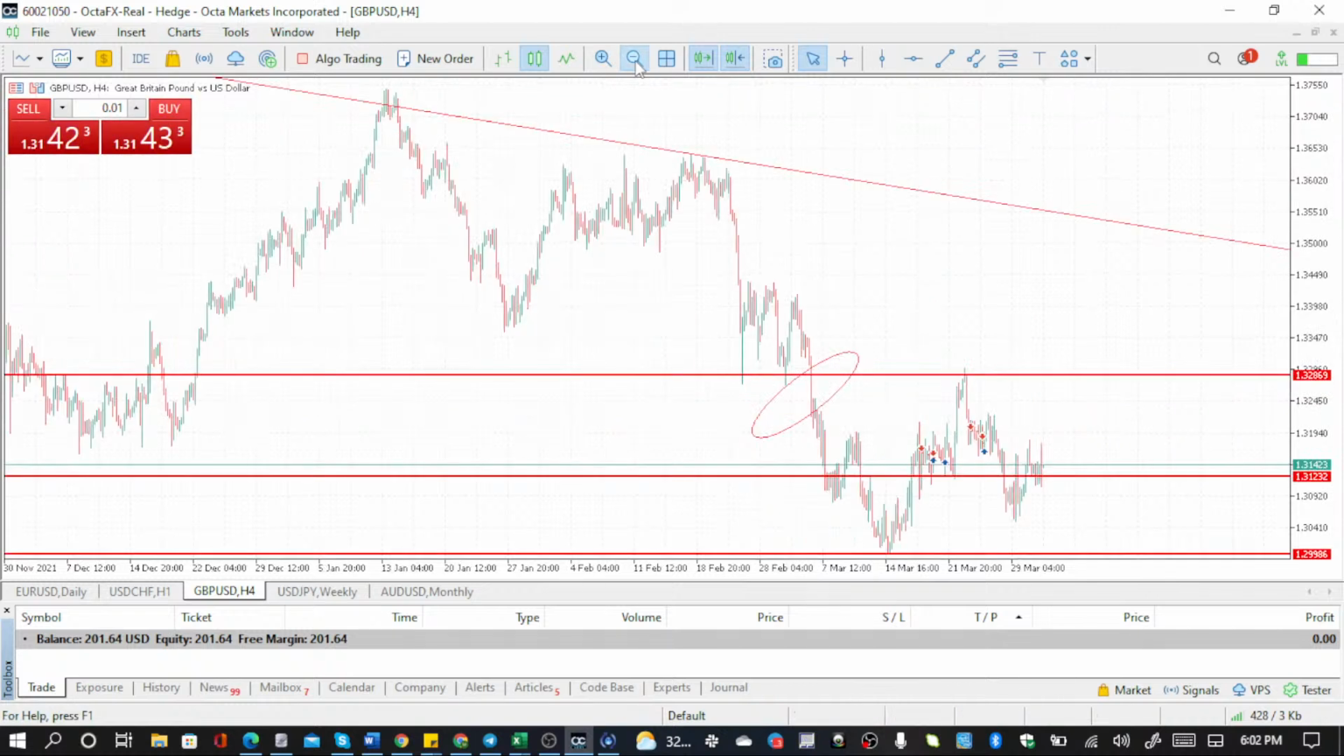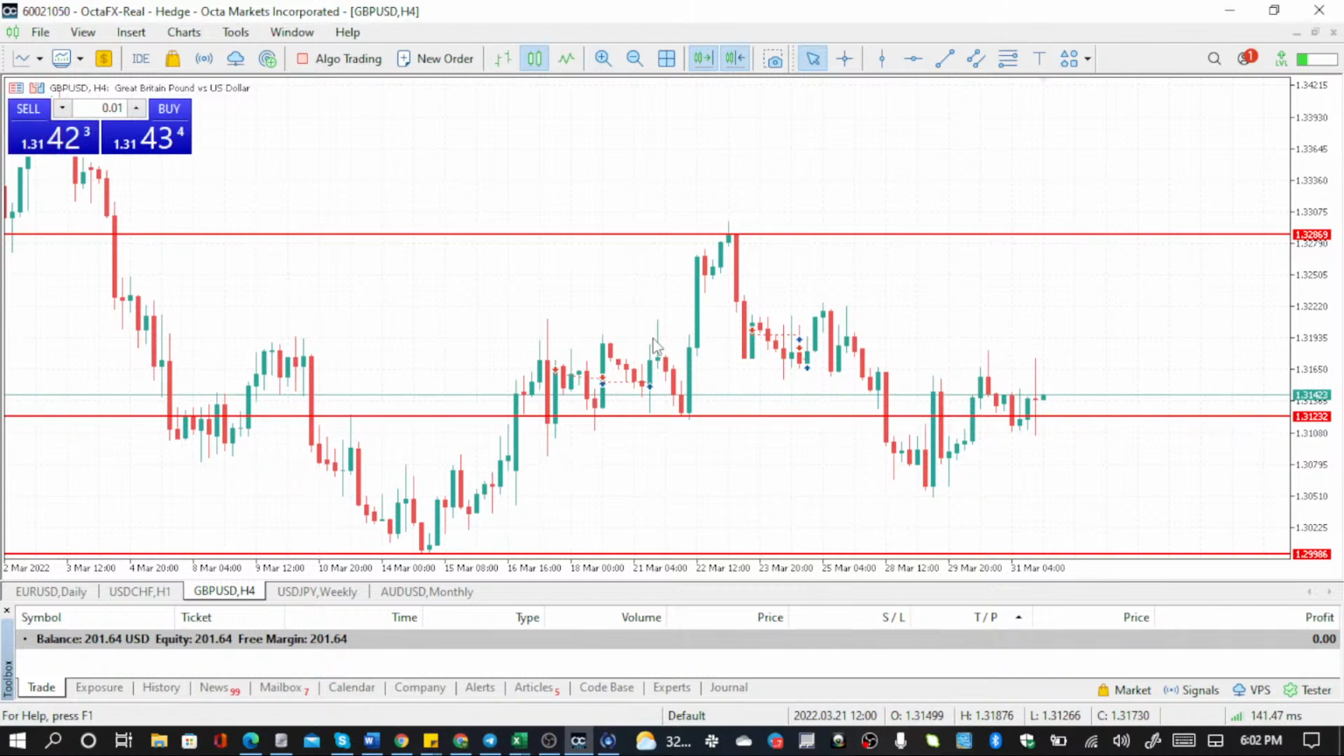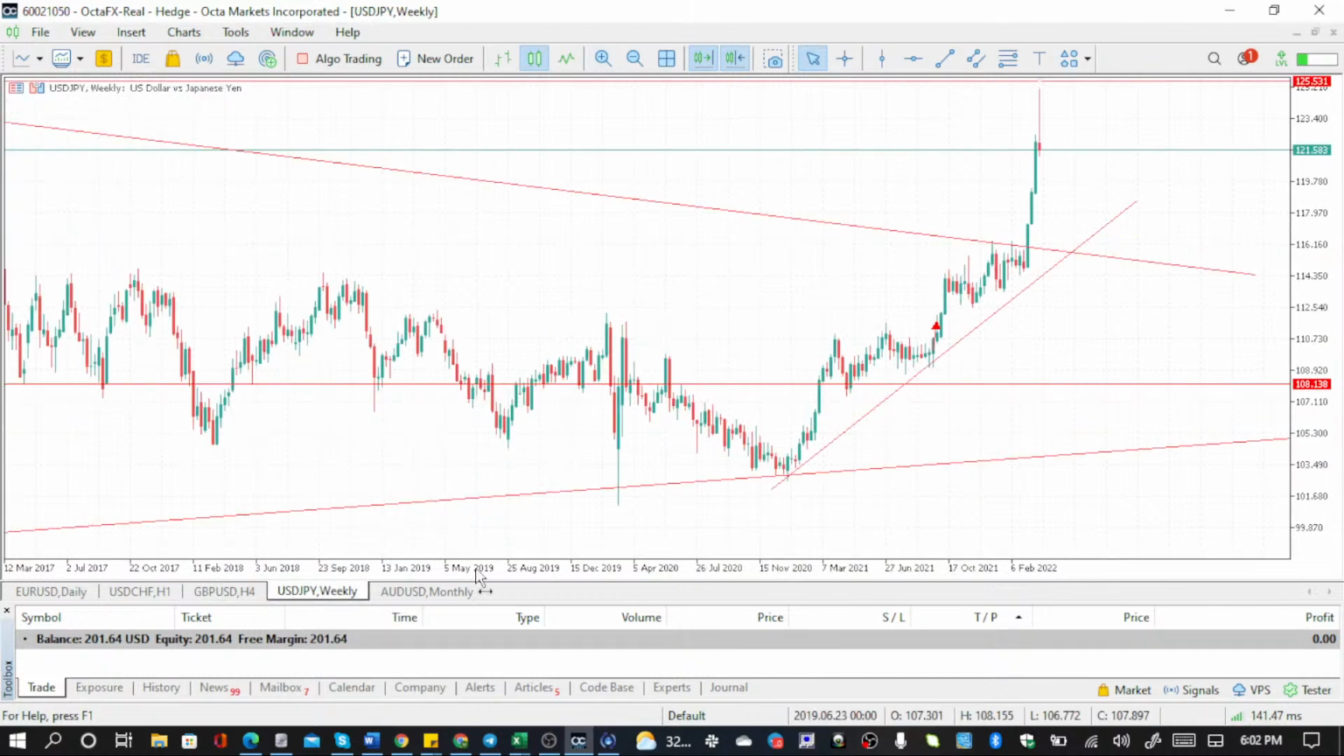So you can see from our last pair that it went bearish. All right, so today let's take USD JPY. So let's take USD JPY today.